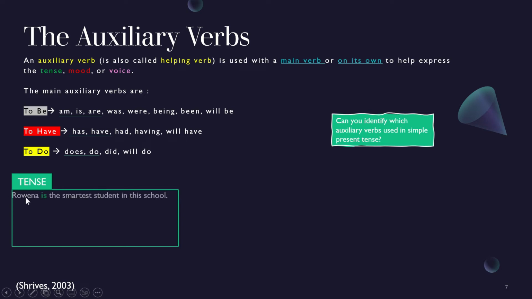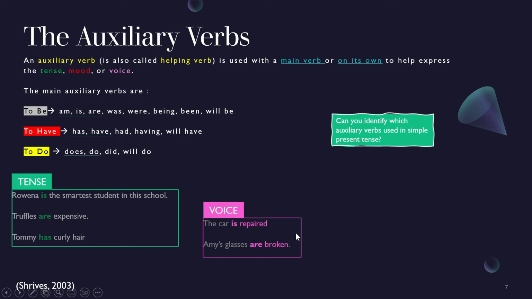Look at this one. Rowena is the smartest student in the world. In this school, I mean. Truffles are expensive. Here there's no verb activities in this sentence, and to state the predicate, to state the condition or situation, this sentence uses to be, is, and are here. Tommy has curly hair. Yes, that's the fact. The boy named Tommy has curly hair, so using has is appropriate.